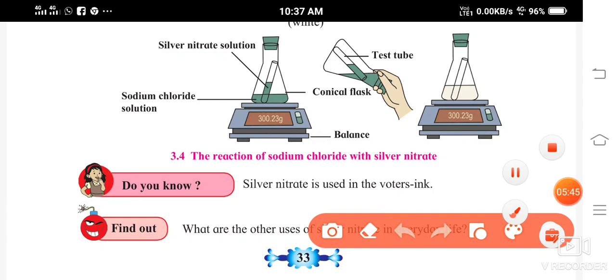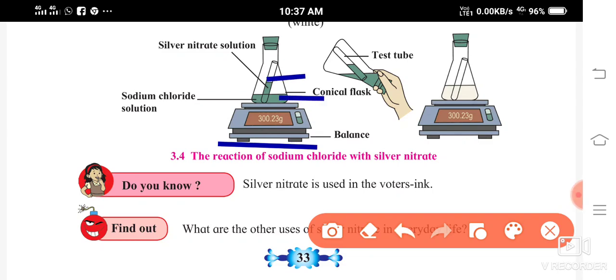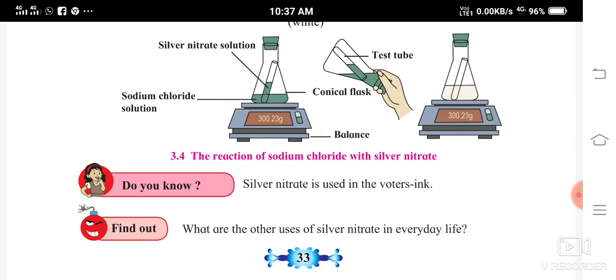Here, what you did: you took sodium chloride in the conical flask, and you took silver nitrate in the test tube, and you weighed it. It came to 300.23. Then what did you do? You tilted this test tube in this big conical flask. Then the reaction took place here. Even after the reaction, when you saw the total mass, the mass remained the same. So this is the law of conservation.